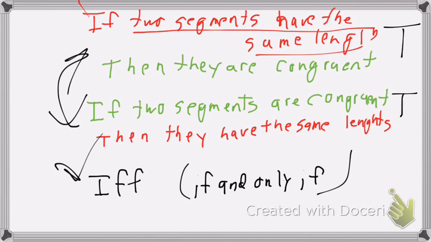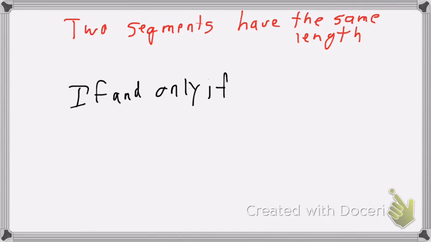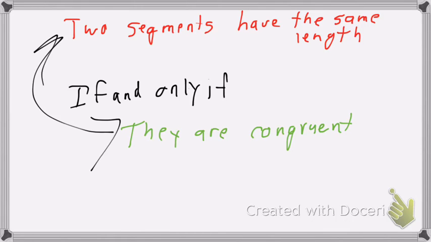Then we go back, look at our second statement. They are congruent. Okay? And that is a true biconditional, because it doesn't matter which way you read it. Two segments have the same length if and only if they are congruent. Flip it around. Two segments are congruent if and only if they have the same length. Both are equally true. So we want to be able to look at that and go, okay, that is true. Both ways it's true. It doesn't matter.